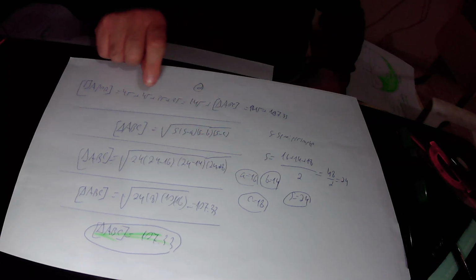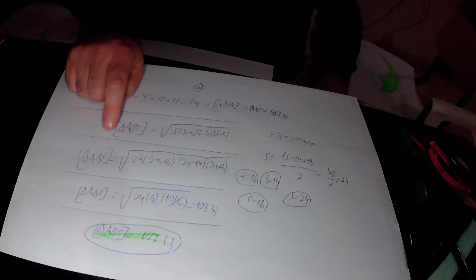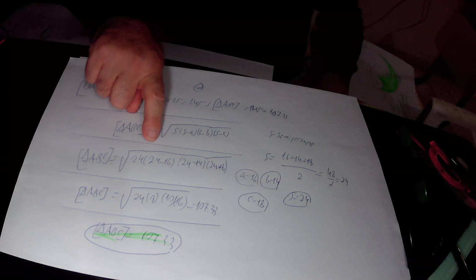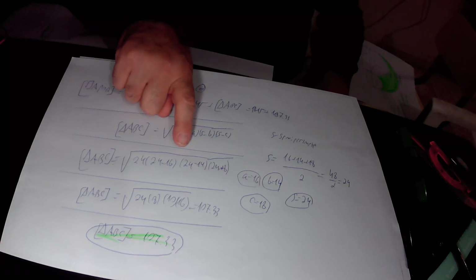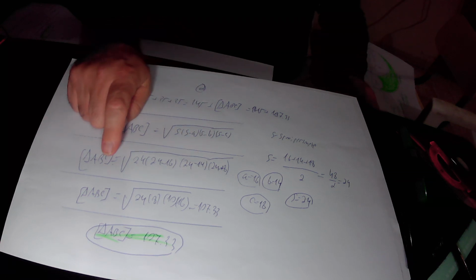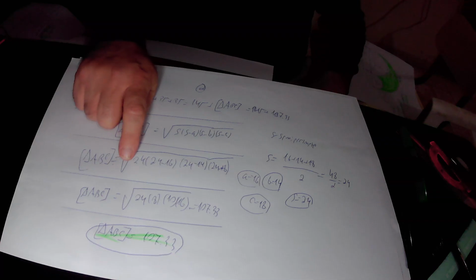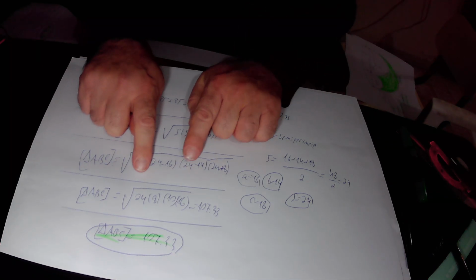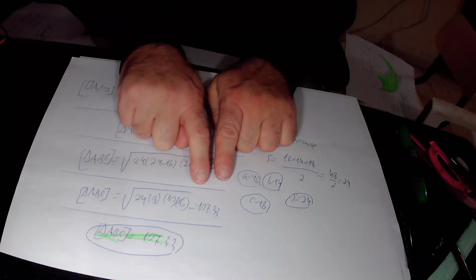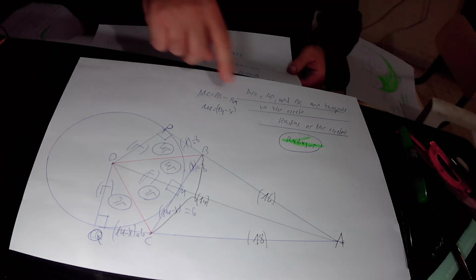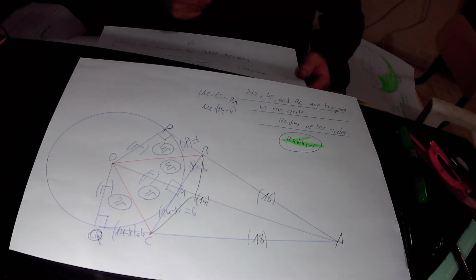8. So in total, the area of triangle ABC equals the square root of 24 times 24 minus 16, which is 8, times 24 minus 14, which is 10, times 24 minus 8, which is 16. So the area of triangle ABC equals the square root of 24 times 8 times 10 times 16. The value of this expression is equal to 107.33 square units in size.